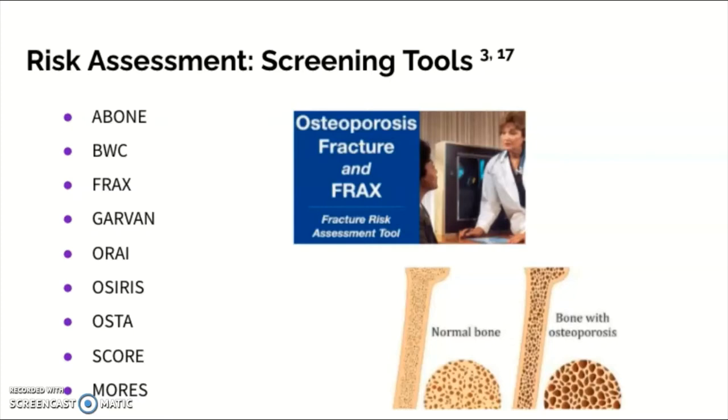Bone density test is not indicated if the score is less than or equal to 5. And we also learned about the MORS, which is the male osteoporosis risk estimation score, and it calculates age, weight, and COPD. And a bone density test is not indicated if the score is less than or equal to 5.